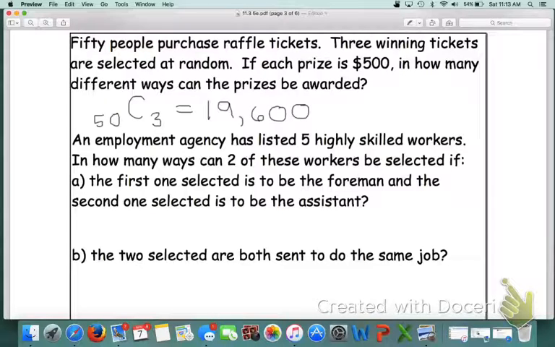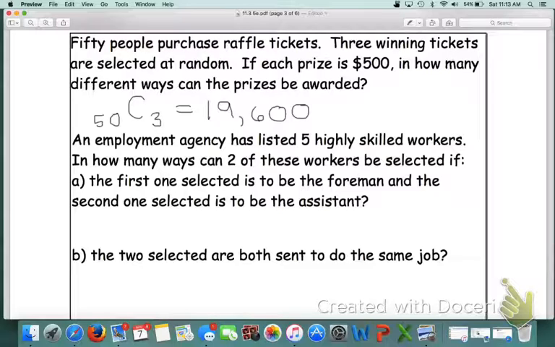Now, this next example we have to be careful on. It says an employment agency has listed 5 highly skilled workers. In how many ways can 2 of these workers be selected if A, the first one selected is to be the foreman and the second one selected is to be the assistant? And then part B asks us the 2 selected are both sent to do the same job.